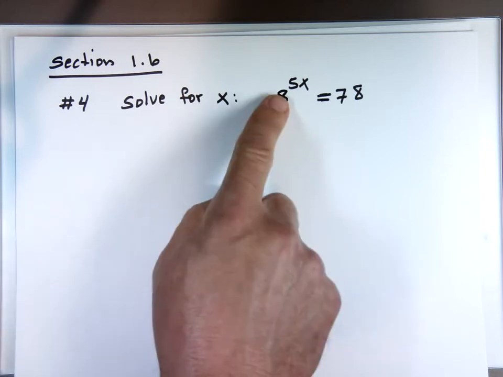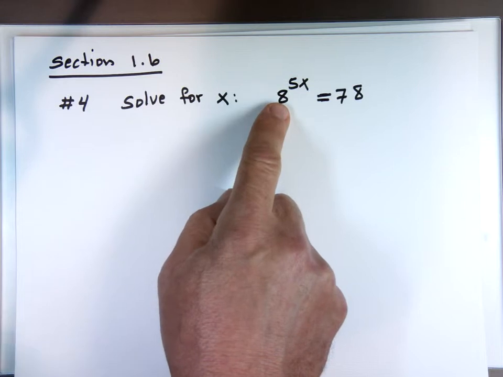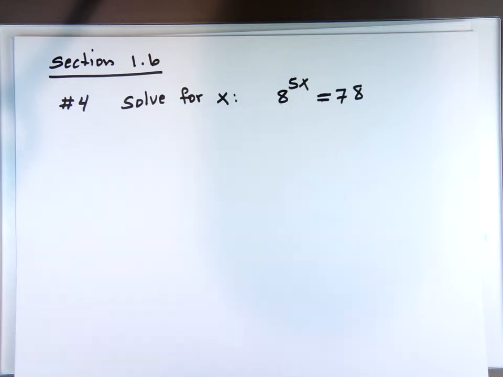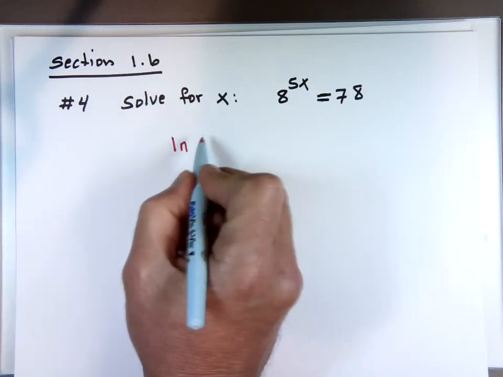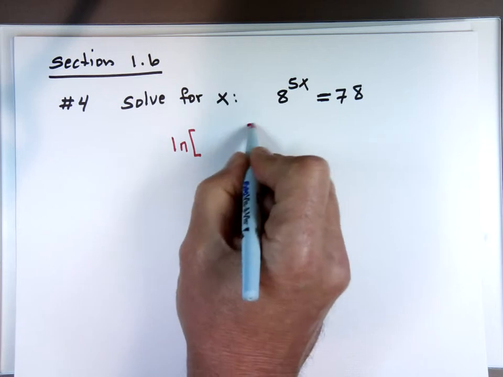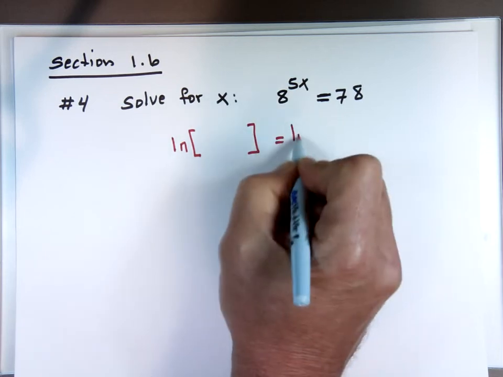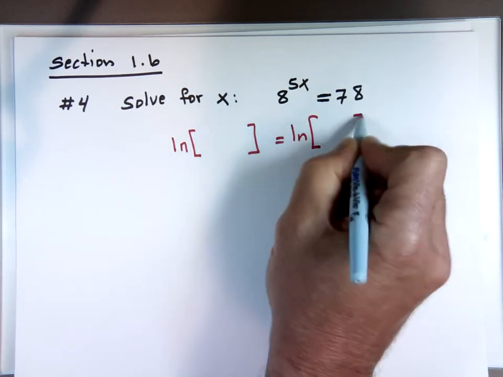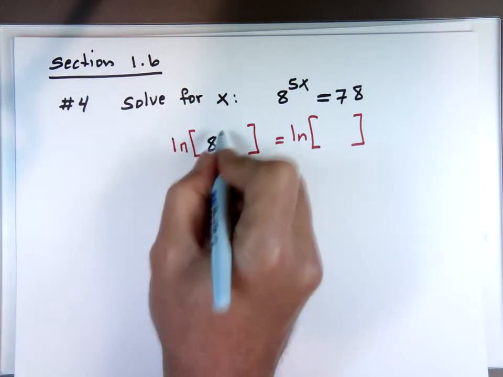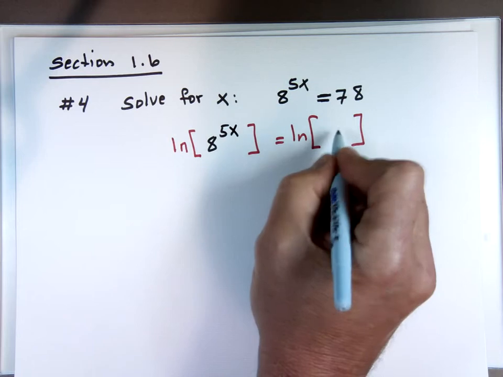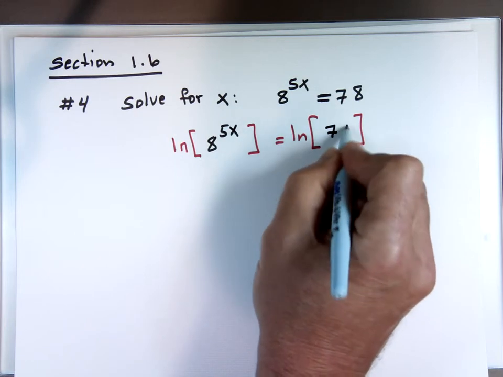And since that number is an 8, it's not an e, it's not a 10, it really doesn't matter if you take the natural log or the log. So I'm going to take the natural log just because it's 2 letters versus 3, I'm lazy. That's the only reason. And the natural log of the other side. The natural log of 8 to the 5x should equal the natural log of 78.